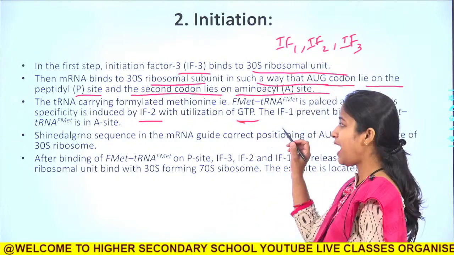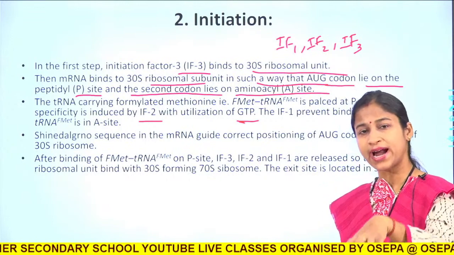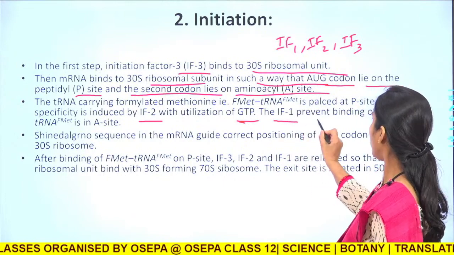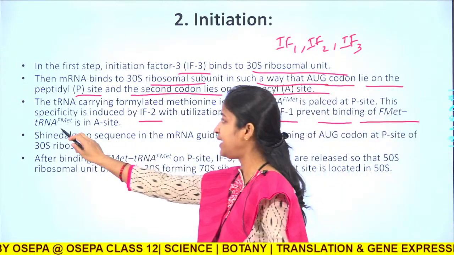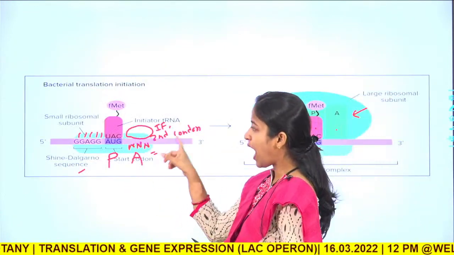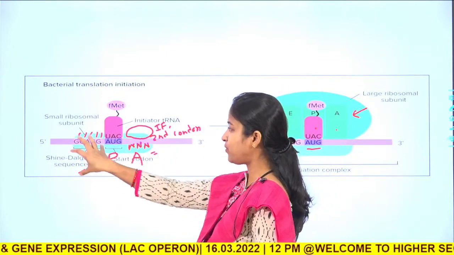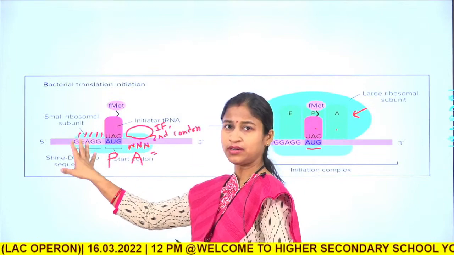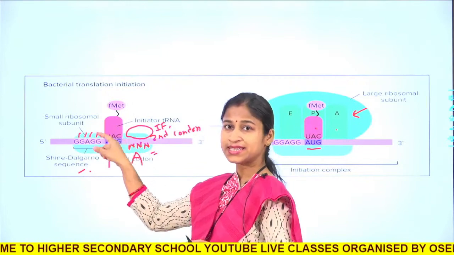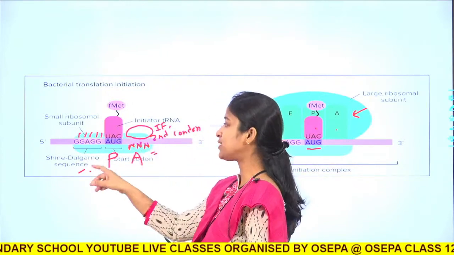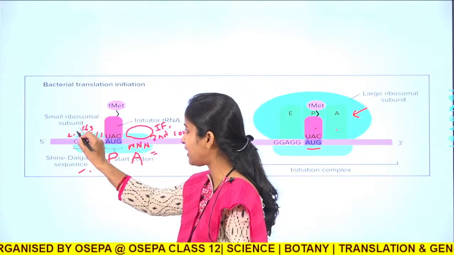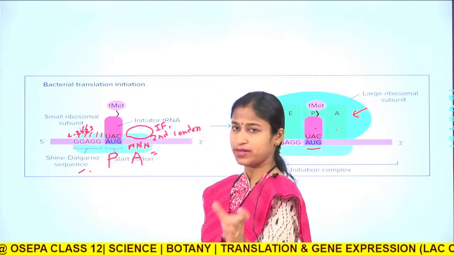So for that reason, IF1 blocks the aminoacyl site just before the initiation. IF1 prevents binding of fMet-tRNA in the A site. Why is it so? Because first of all IF3 binds to this place, and it affects the interaction of the Shine-Dalgarno sequence with the 16S rRNA of the 30S ribosomal subunit.